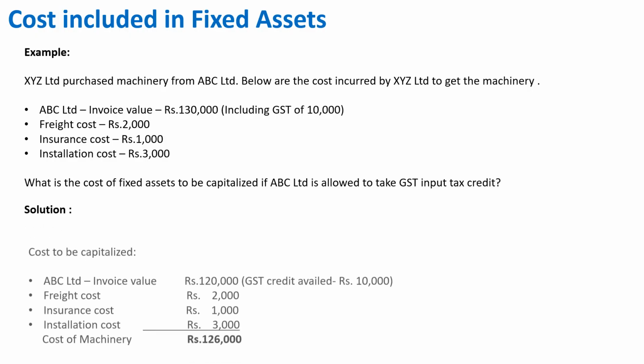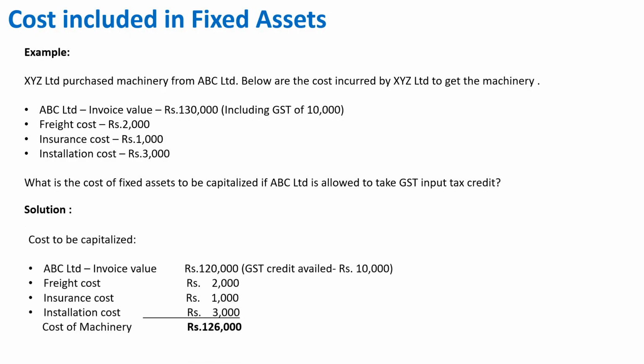So here is the solution. Cost to be capitalized: ABC Limited invoice value 1,20,000. Why 1,20,000? Because you can avail the GST credit, so that can be taken as a different asset category which you will utilize when you pay GST liability. So 1,20,000 is the cost you're taking here. Freight cost 2,000, insurance 1,000, installation 3,000. So the total cost of the machine is 1,26,000.